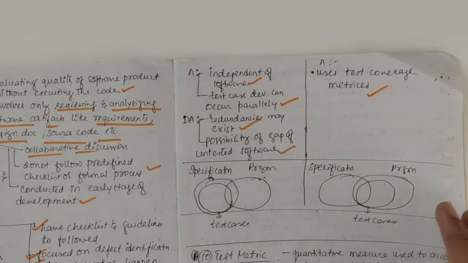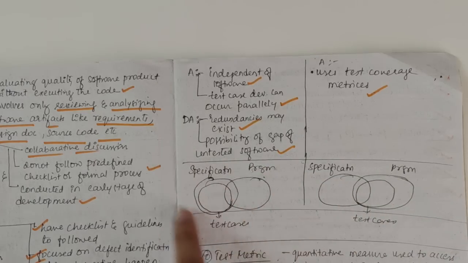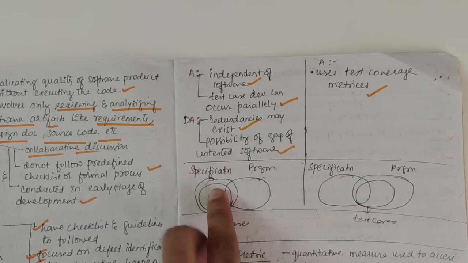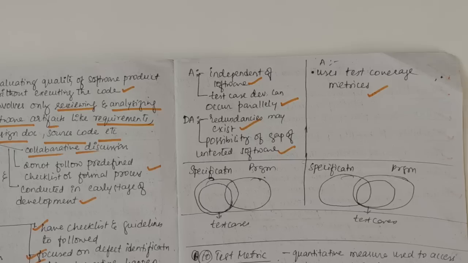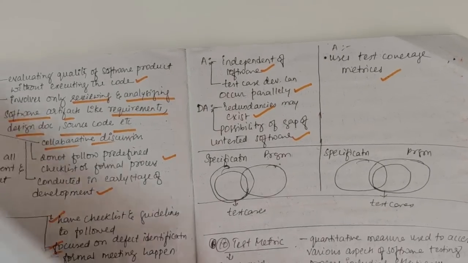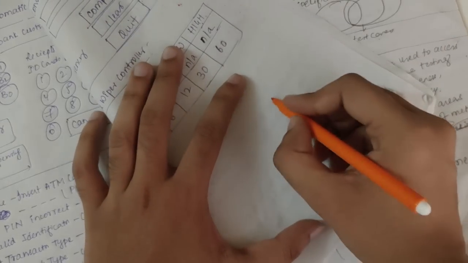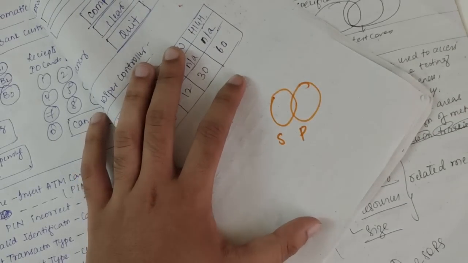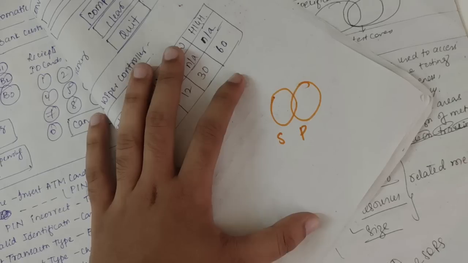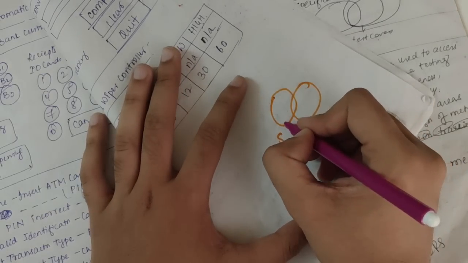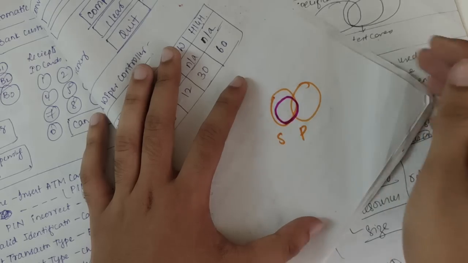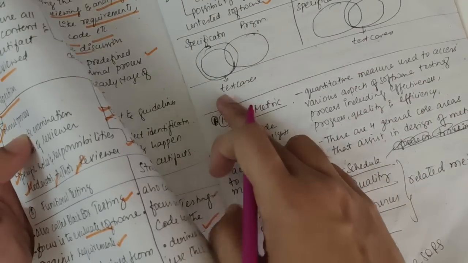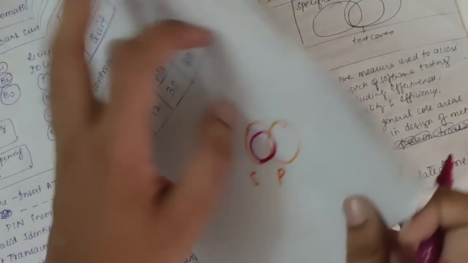So looking at the diagram here, we have the specification and here we have the program. Among specification and program, let me draw it here. This is specification and this is program. As we know, black box testing is dependent on the specifications, so we can draw it like this. That is, the test cases would be dependent on specifications.